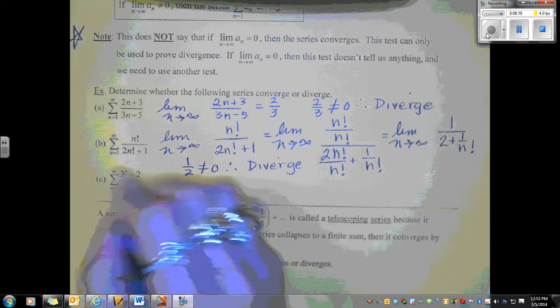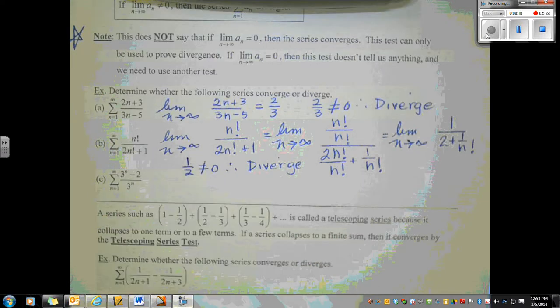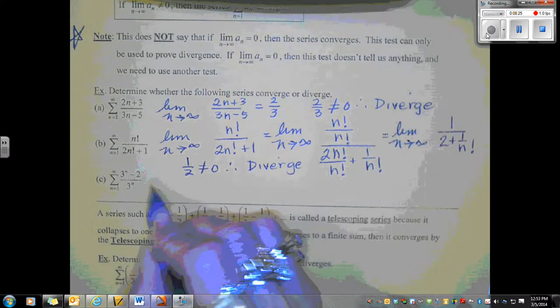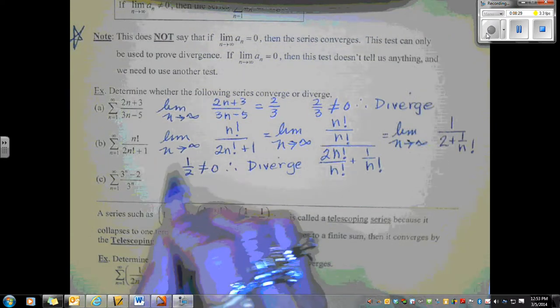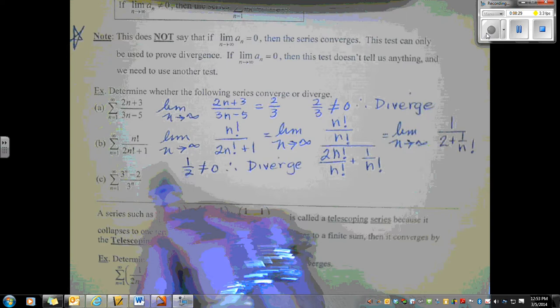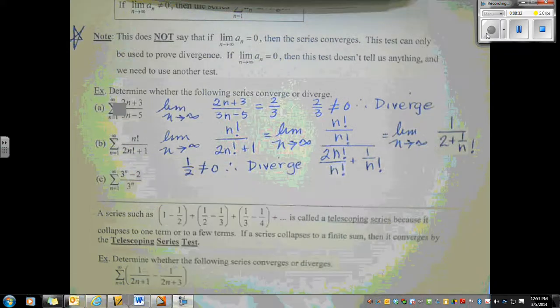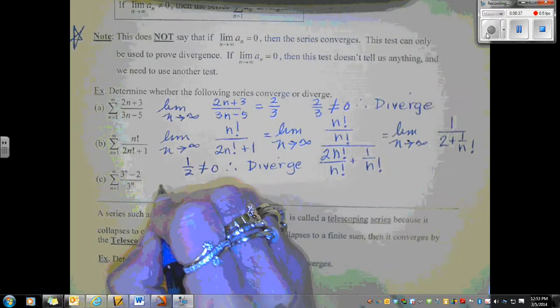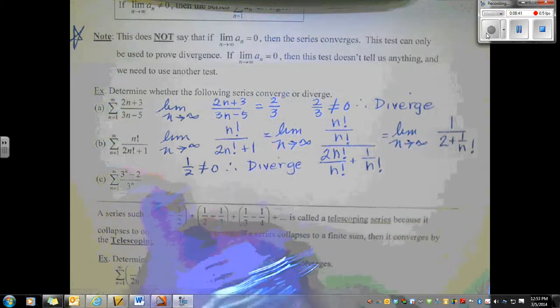How about this? Isn't this just... Okay, why? Because they have separated into fractions. The degrees are not the same. Right, the degrees are not the same, exactly. I would divide everybody by 3 to the n.